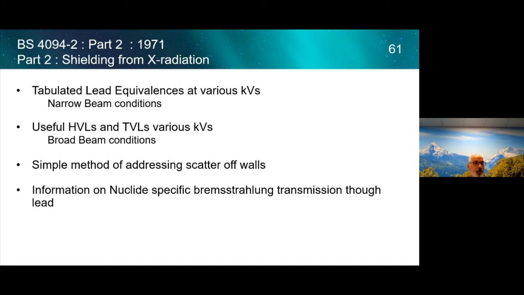There are some useful half-value (HVL) and tenth-value layer thicknesses for various tube kilovoltages as well, this time usefully for broadbeam conditions. So you don't need to worry about buildup because it's already been taken account of. There's also a simple method of addressing scattered-off walls, and there's a table of nuclide-specific Bremsstrahlung transmission through lead.